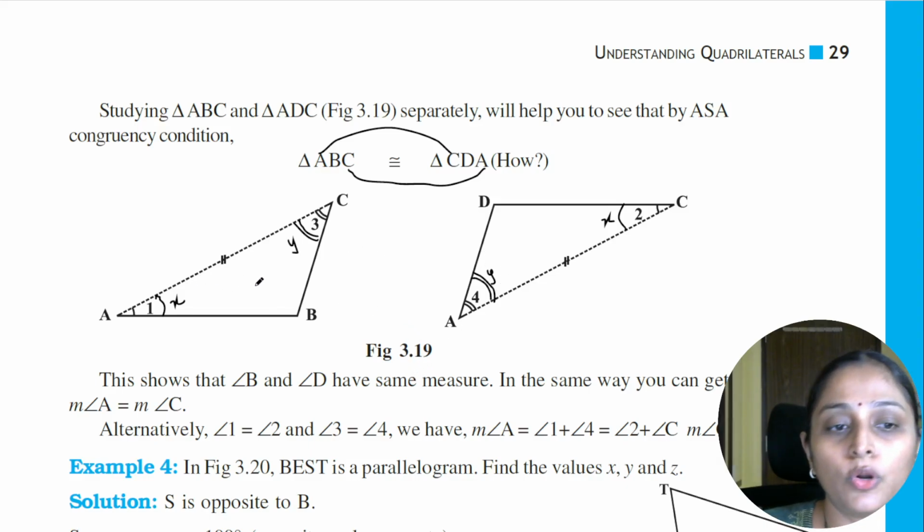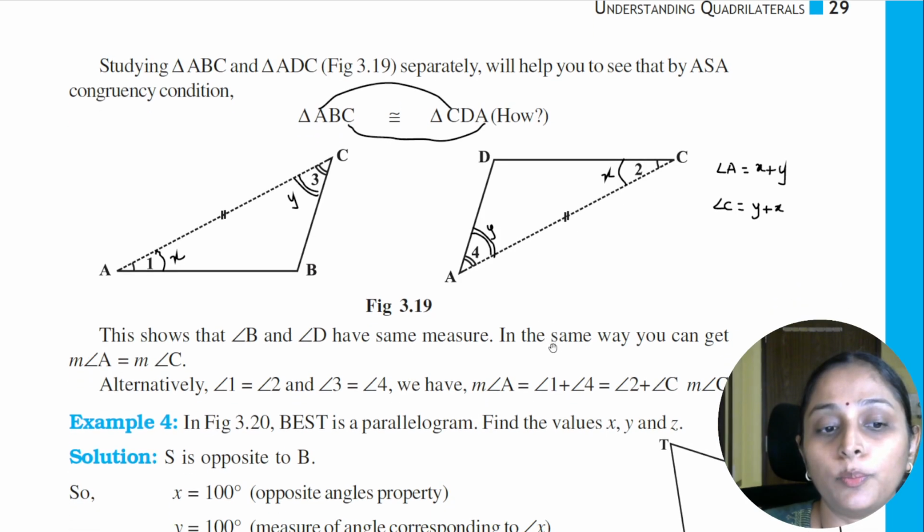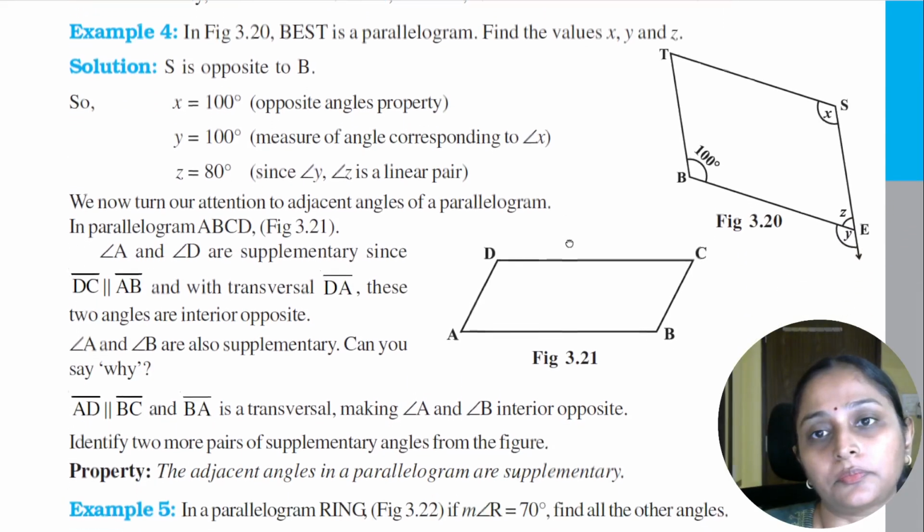Okay, so what do I have here? In the parallelogram, angle A is nothing but X plus Y, and in the parallelogram, angle C is equal to Y plus X. Correct? So this means that these opposite angles are equal. Similarly, you can do the same for B and D as well. Okay, so this is the geometrical proof.